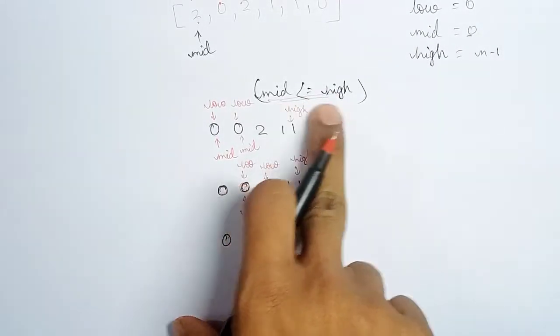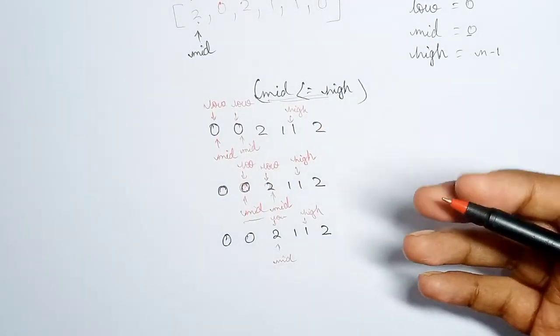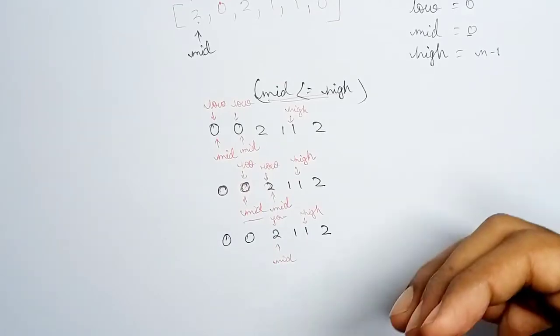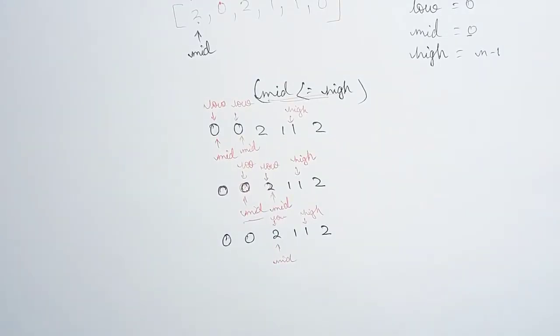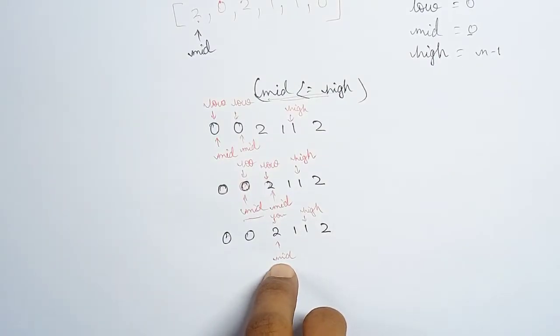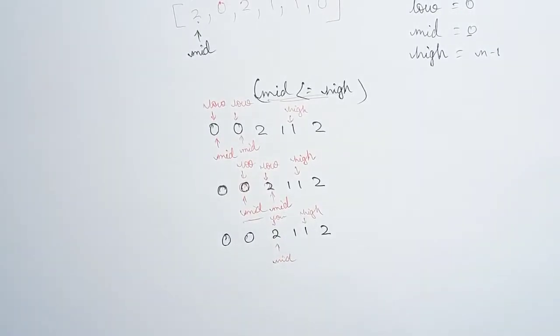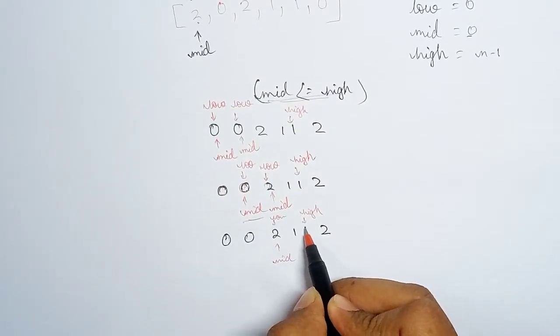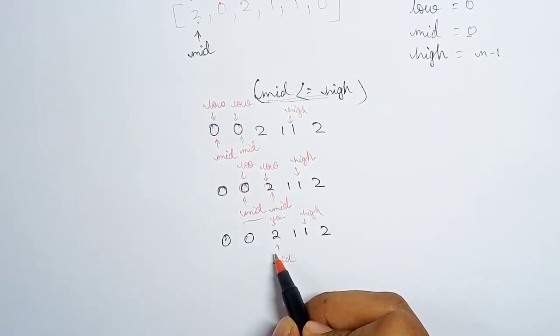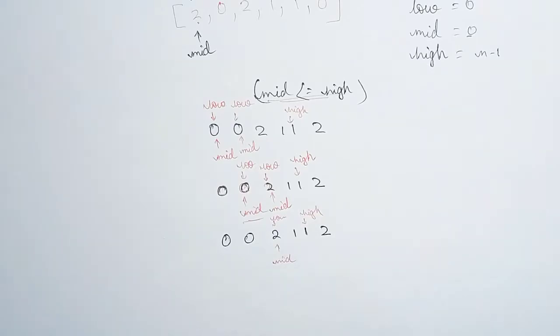Now it checks the condition. Yes, the condition is satisfied and control goes inside the loop. Then again, it checks the value at the position of mid. The position of mid is here, and the value is 2. Remember, when we get 2, we swap between mid and high. The value at high is 1 and mid's value is 2, so we swap.